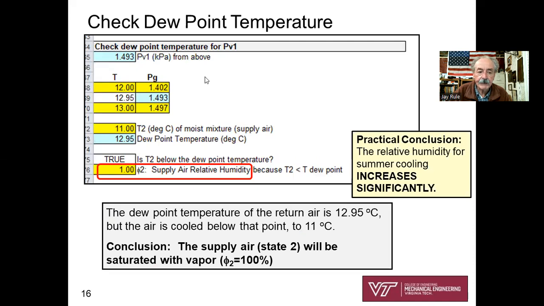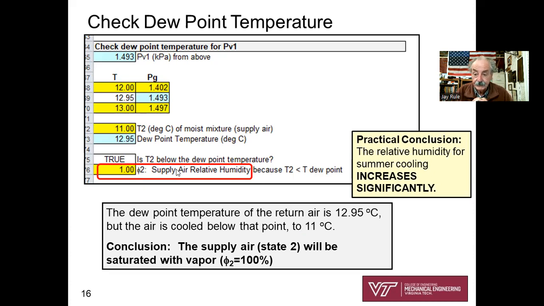Okay, but let's do the math now. So I went in and I copied down my PG values and temperature values from the temperature table to determine that the dew point is 12.95 degrees C, just about 13. We observe then we're cooling below the dew point. Okay, so yes, it's below the dew point.